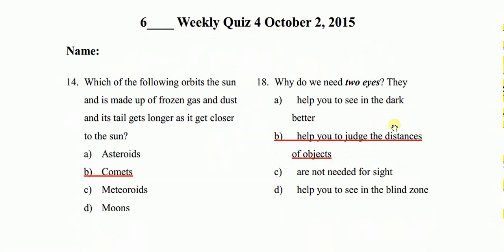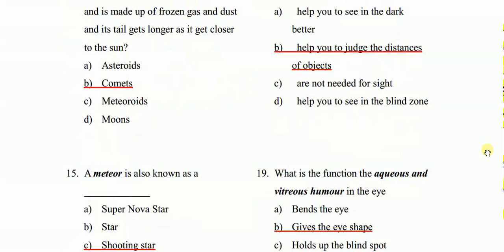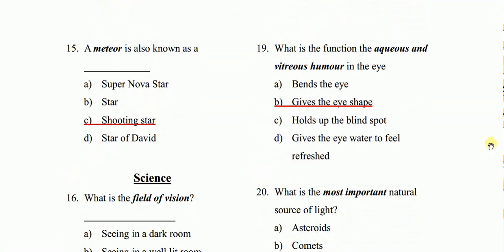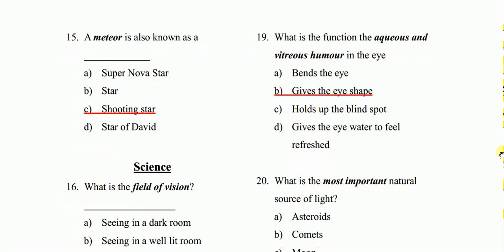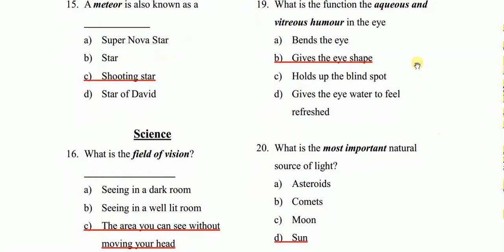Why do we need two eyes? They help you to judge the distances of objects. So they give you what they call depth of field. Number 19. What is the function of the aqueous and vitreous humor in the eye? They help to give the eyeball the shape. They give the eye shape. So think of a balloon and we fill it with water. The water helps to give the balloon shape.